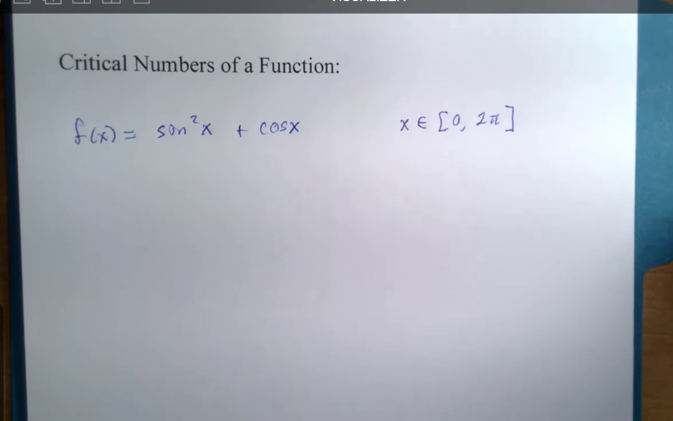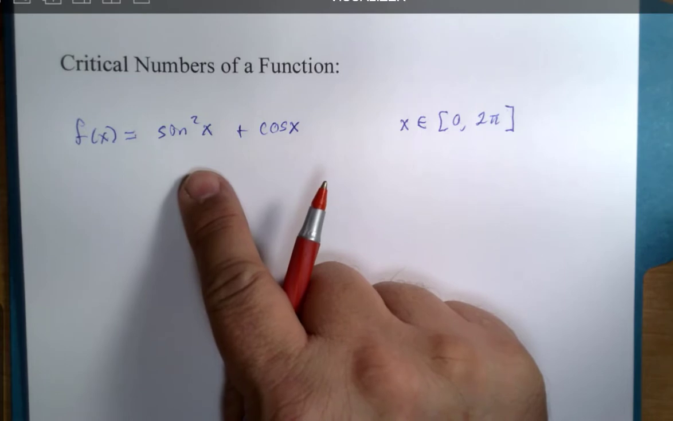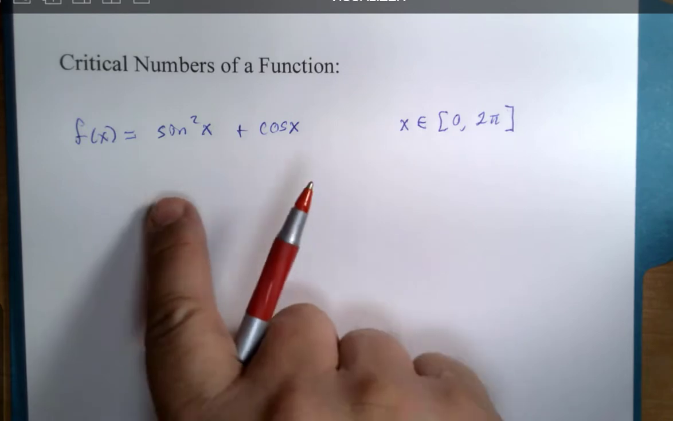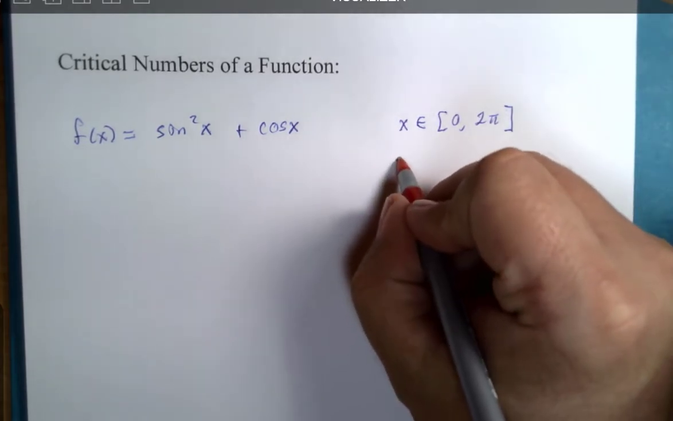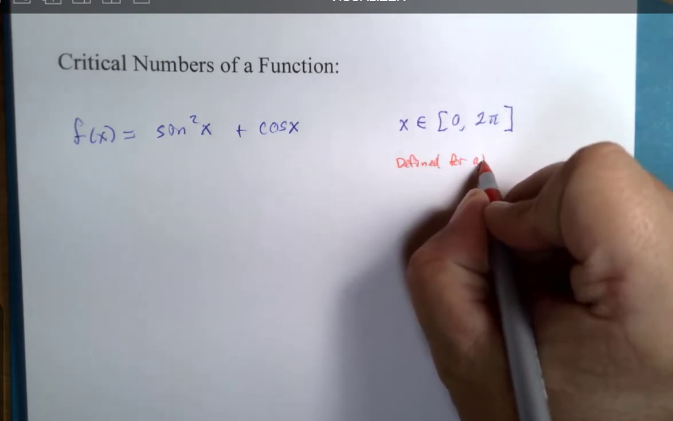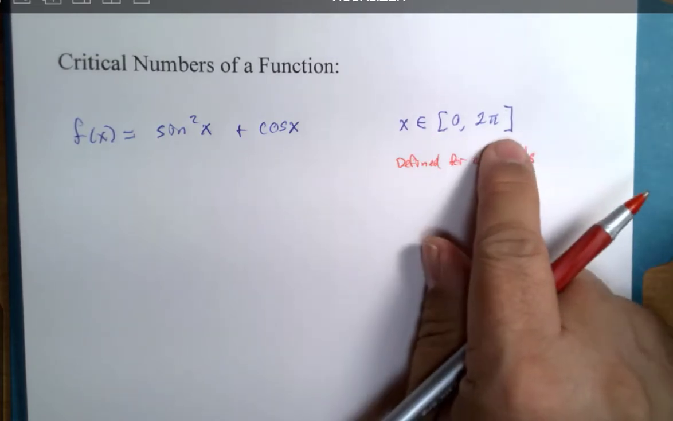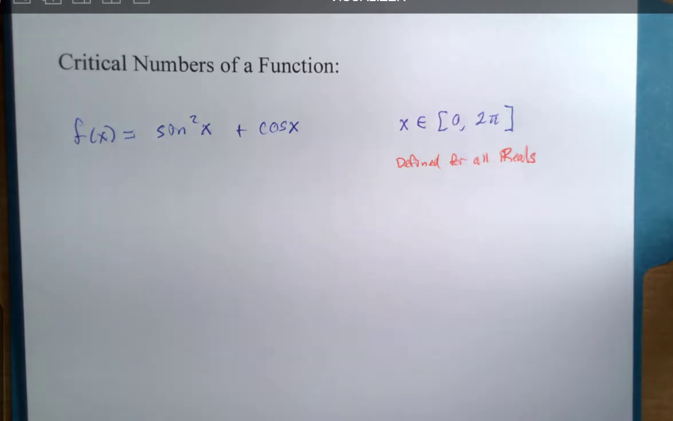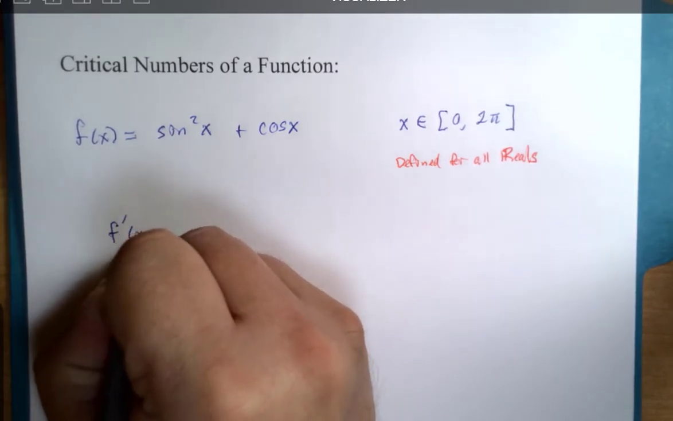Now, as per our usual, let's just make a quick observation. Sine and cosine are always defined. There are going to be no undefined values here, or I should say this is defined for all reals, or at the very least it's defined on this interval. That's what we care about most. So we're going to find the derivative and see what happens with the derivative.